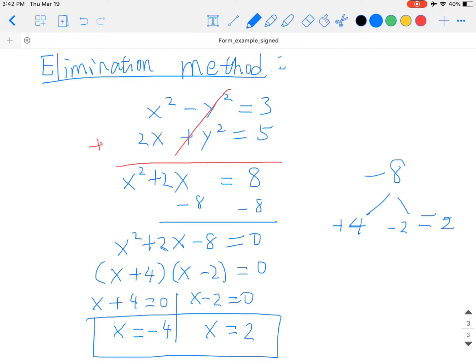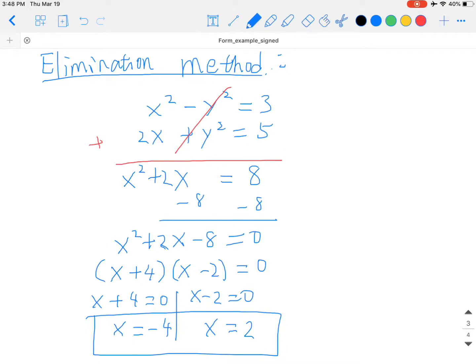That's how we found our solutions. We have two solutions. Are we finished? No, we just found x. We need to find y. To find y, we use what we found for x and substitute into the equation to find y. We can pick either one. For x equal to negative 4, let's pick the first one here. I have negative 4 squared minus y squared equal to 3. And negative 4 squared is 16, minus y squared equal to 3.